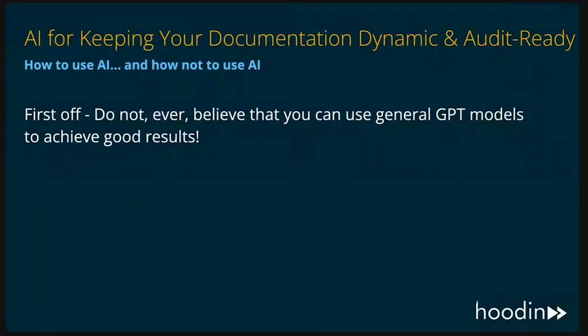Okay, so which gave me a good way into AI here. So let's roll back a little bit then and talk about how to use AI and how not to use AI. First off, do not ever believe that you can use general GPT models to achieve good results. You can if you're lucky, but I know that at least 85% of you who attend today has tried AI, most likely 100%. The problem with AI, besides that it might hallucinate, it might provide biased answers due to the fact that it is a reasoning model on top of a language model.